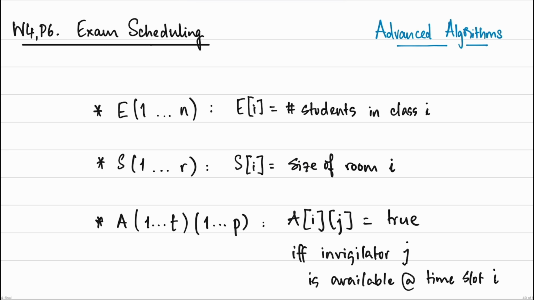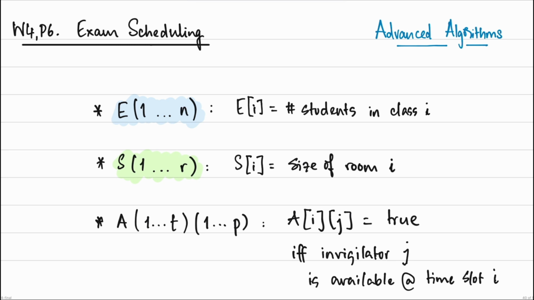All right, so this is what we have coming in as data into the problem. So the E array basically tells us about the strengths of the individual classes. So it's the enrollment numbers, if you like. The S array tells us about the sizes of the rooms. So S of i tells us how many people room number i can accommodate or handle.